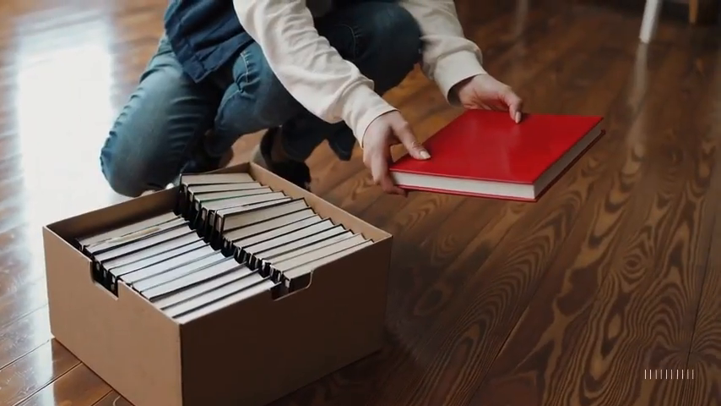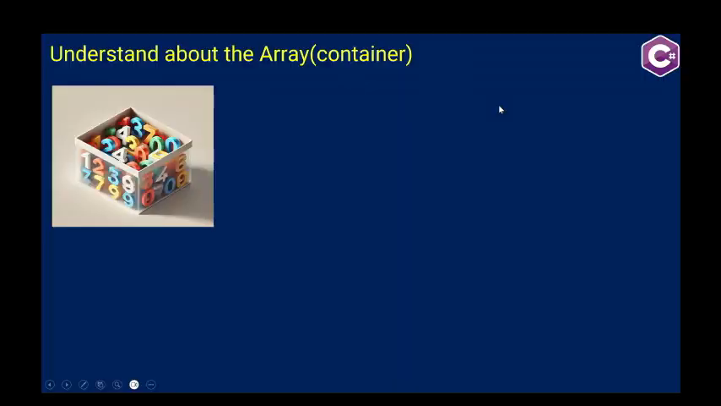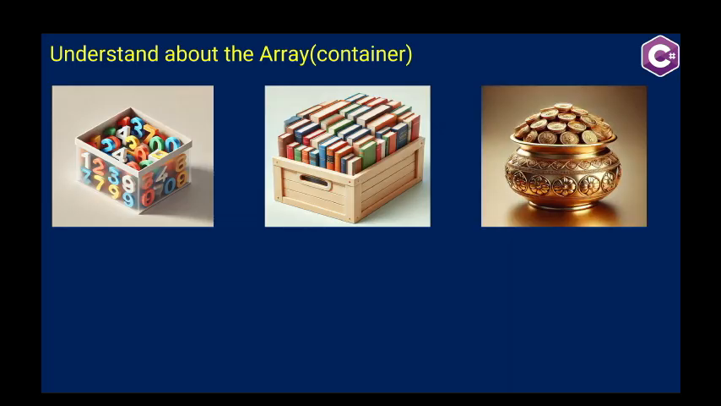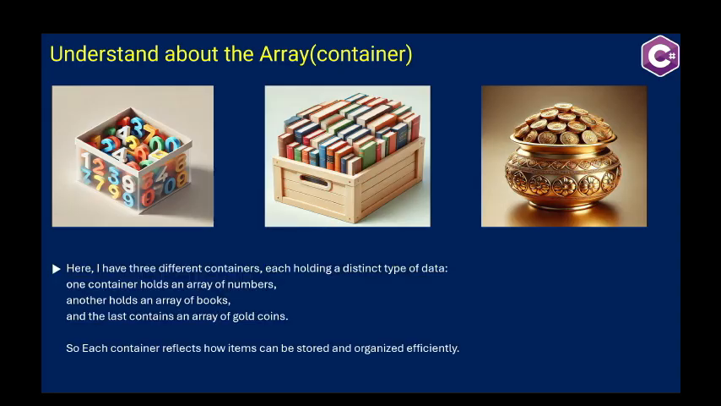In the same way, if you look at this image, there is a container which contains different kinds of numbers. In the same way, another container contains different kinds of books. In the same way, another container contains gold coins. If you observe these three containers, every container has different kinds of values.